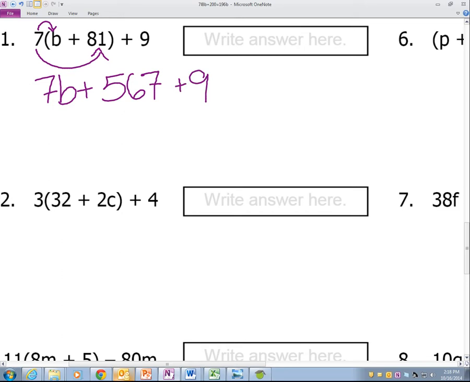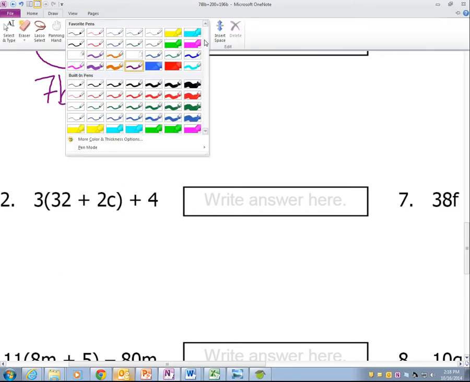The way that the people got that was they used the distributive property, because they know that 5 times 80 is 560, and they know that 7 times 1 is 7, so they added 560 plus 7. So that was what we did for homework last night.